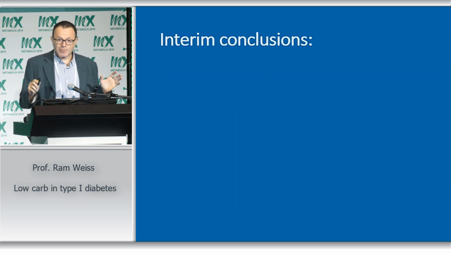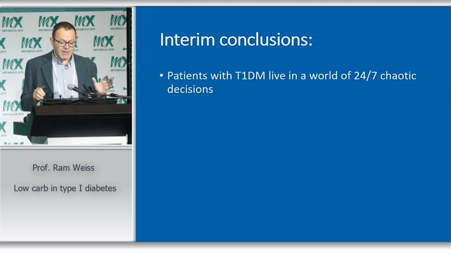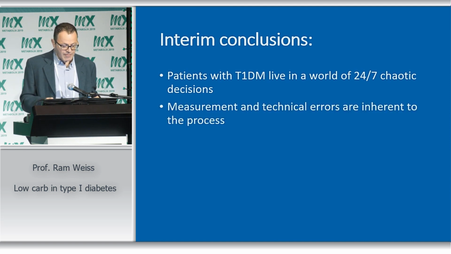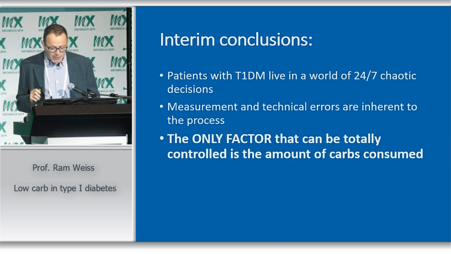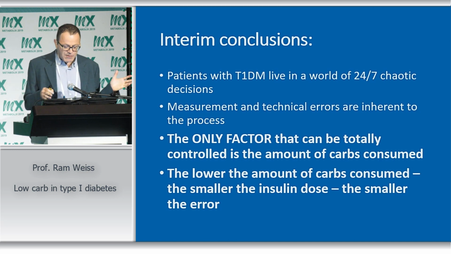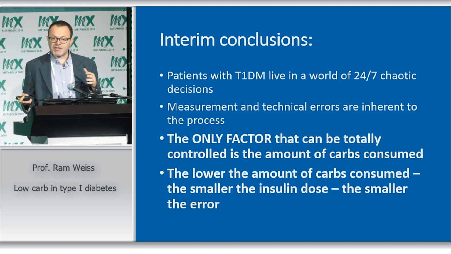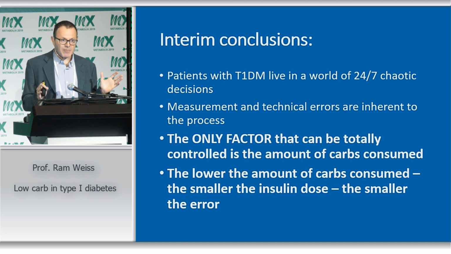So the interim conclusions, this is a nutrition, not a diabetes conference. Patients with type 1 diabetes live in a world of 24/7 chaotic decisions made on an hourly basis. Measurement and technical errors are inherent to the process. Even if you do everything exactly like you're supposed to, the results will always be different day by day. The only factor that can be totally controlled is the amount of carbs that you consume. Nothing else of everything that I've mentioned so far. So the lower the amount of carbs consumed, the smaller the insulin dose, the smaller the error. So you reduce your risk of hypoglycemia and hyperglycemia. That's the point I want to try to make first.